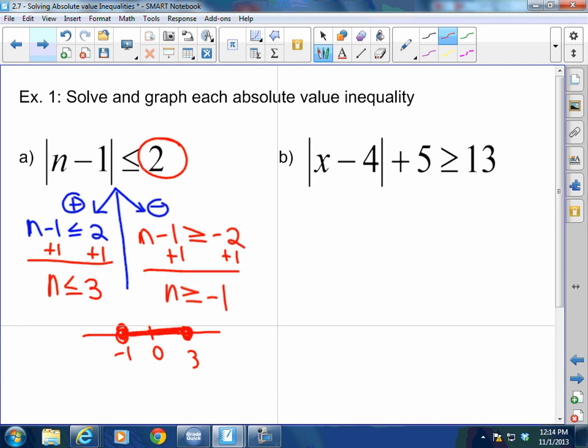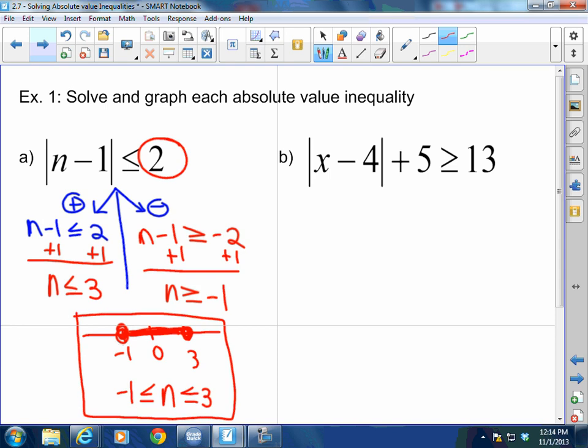So what kind of an inequality is that? An and or an or? It's an and. So I have to write my final answer as a single inequality. So N is greater than or equal to negative 1, but less than or equal to 3. That, my friends, are my final answers.